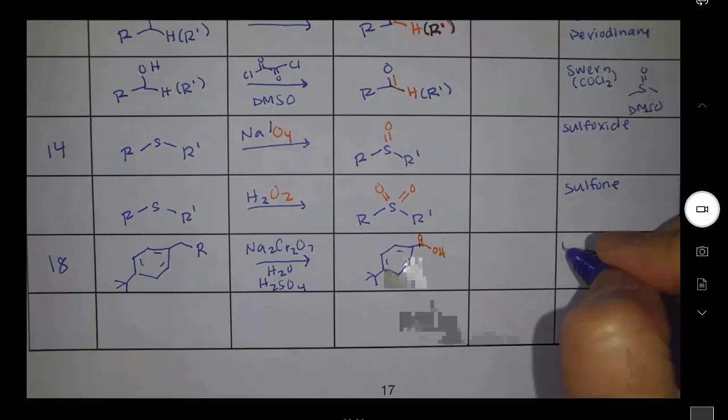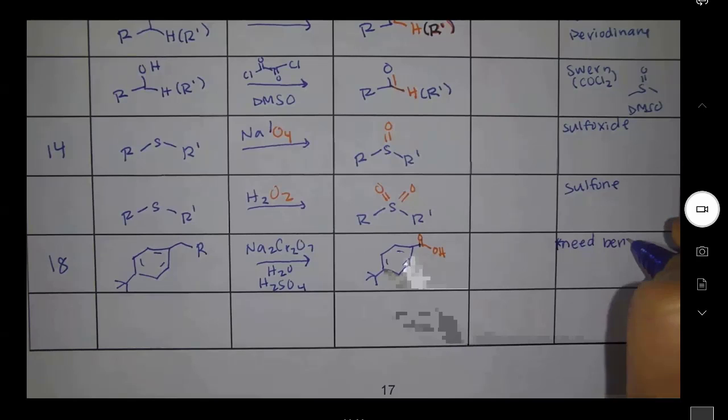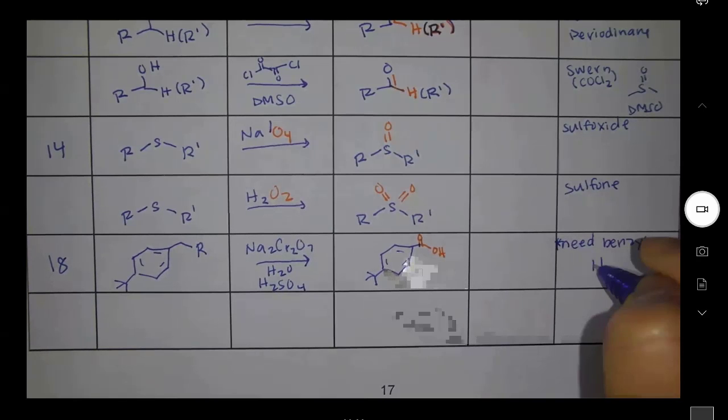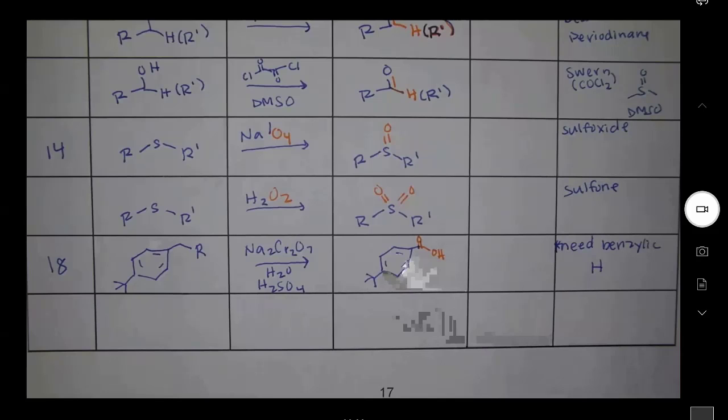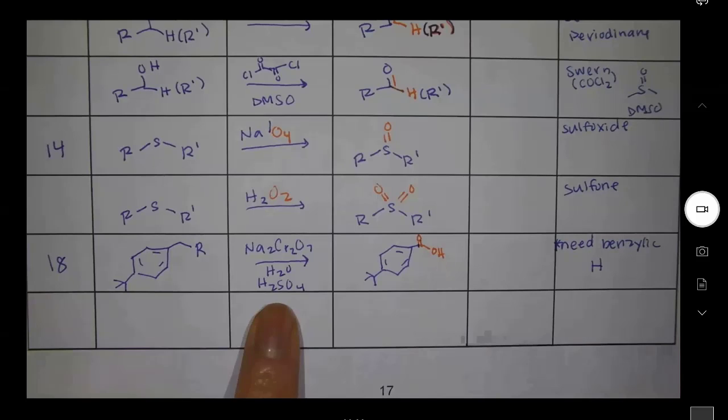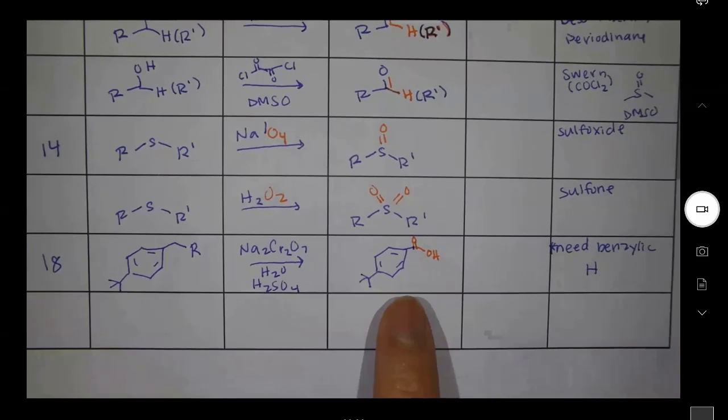So for this one, you need a benzylic hydrogen. So in order to do that reaction, you need a benzylic hydrogen. If you were doing this reaction with ethylbenzene and sodium dichromate with all the bells and whistles here, you would still get benzoic acid. So it's going to cut everything off.